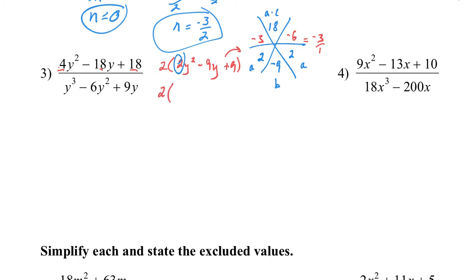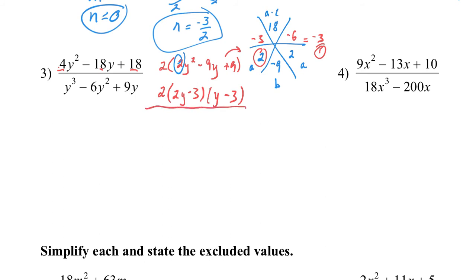Then those give us our binomials. So the 2 goes first. The bottom number always goes first. So we have 2y minus 3, and then now I'm looking at the other fraction, 1y minus 3. So there I've factored the top.